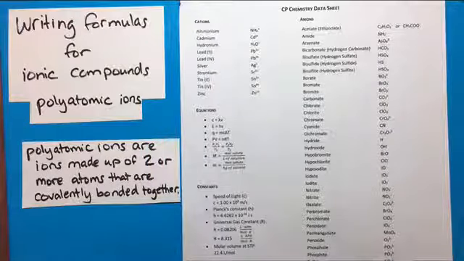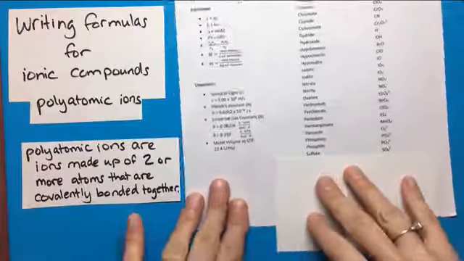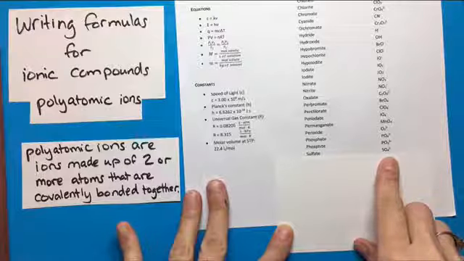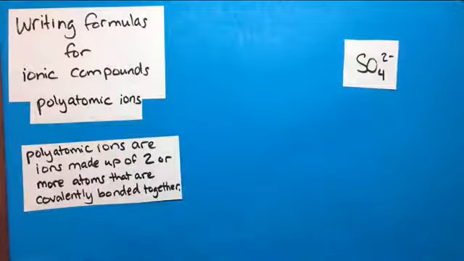The polyatomic ion I want to look at first is the sulfate ion, which is towards the bottom of your data sheet. The formula for the sulfate ion is SO4 with a charge of -2. SO4 with a charge of -2.